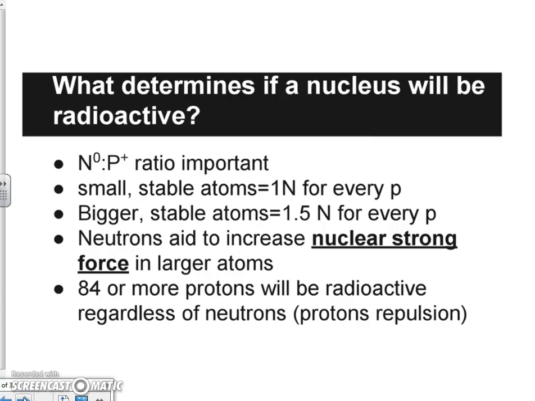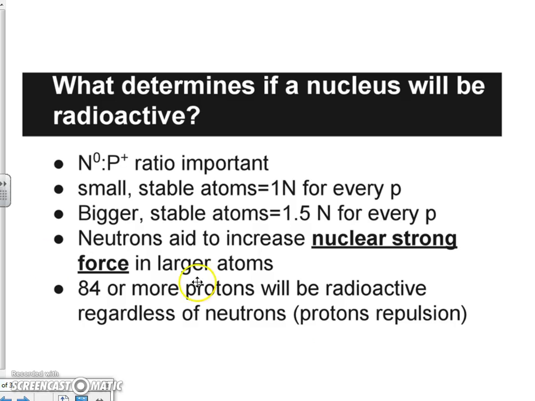So what determines whether it'll be radioactive? First thing, that neutron to proton ratio we mentioned before. So smaller stable atoms usually have 1 neutron for every proton, or the bigger ones. So as you start getting above, well, really kind of 20, it starts to climb to this 1.5 to 1 ratio. The reason: neutrons aid to increase the nuclear strong force in larger atoms. This is the force that holds everything together.